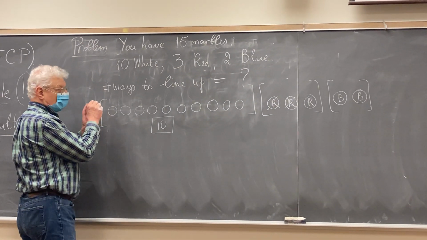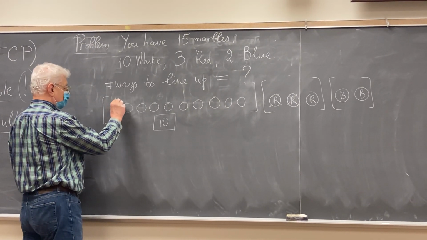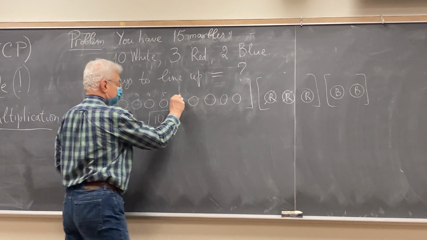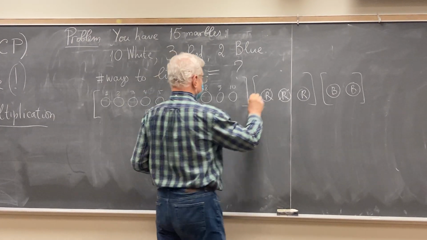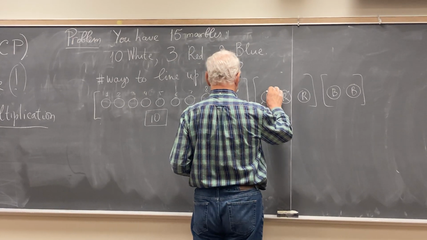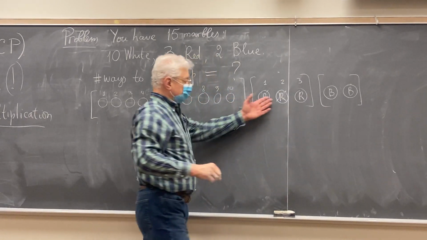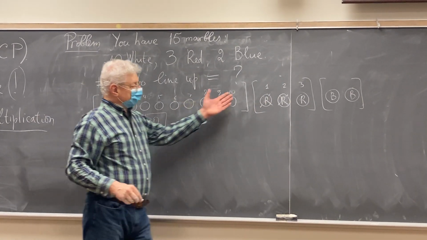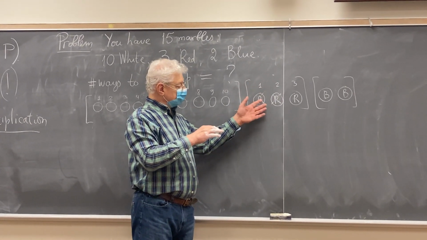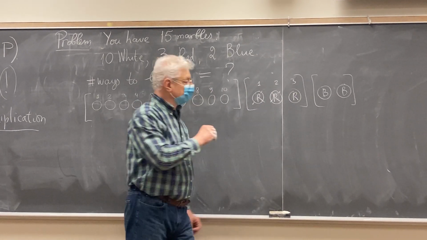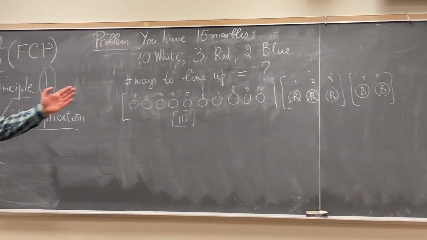First give all the 15 marbles a label. Let's denote them 1, 2, 3, 4, 5, 6, 7, 8, 9, 10, just for a while, and then we erase them. Here I also start all over again: 1, 2, 3. They are red, so I can distinguish red from white. Let's use 1, 2, 3 again. And here I use 1 and 2. So now I have 15 different objects.